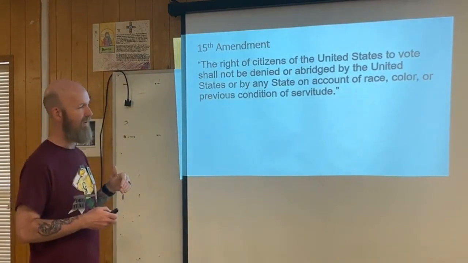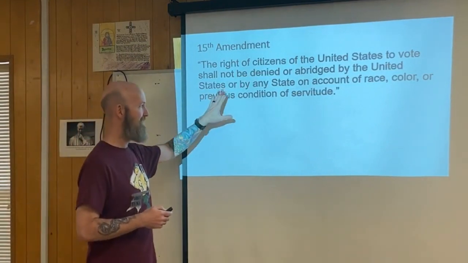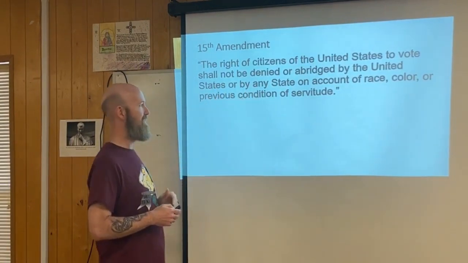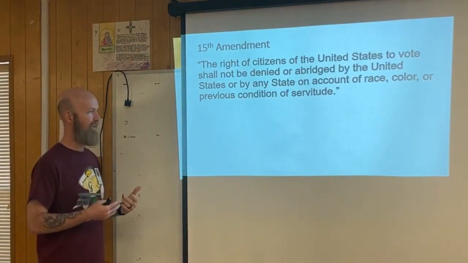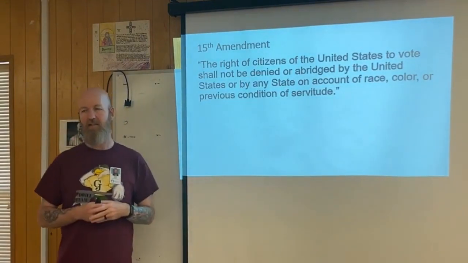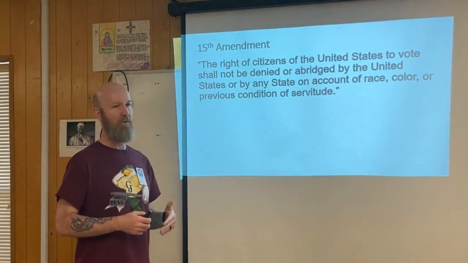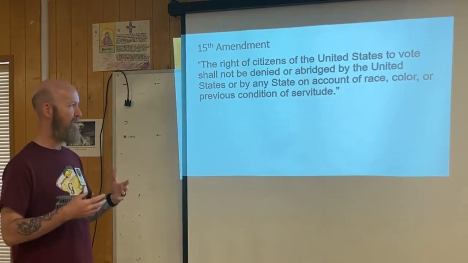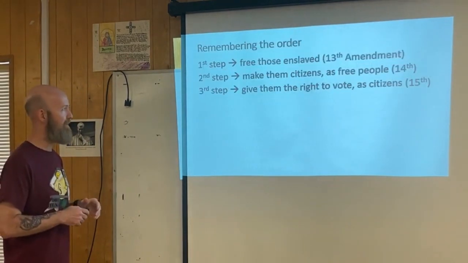Now the first part of it, the right of citizens of the United States to vote shall not be denied, seems pretty straightforward. But just to make sure, they went ahead and added that states and the national government could not take away that right even for race or for previous condition as an enslaved person. So they want to make very clear what this amendment is doing. The 15th Amendment is saying that the former slaves who have now been freed and now been made full citizens of the United States also have the full citizen right of voting. And the fact that they're black or the fact that they were formerly a slave is not a cause, not a justification, not a constitutional reason for denying them the right to vote. So that's the 13th, 14th, and 15th Amendments.